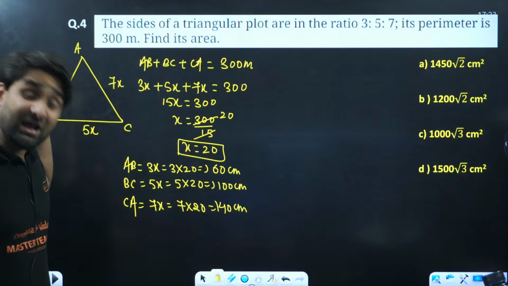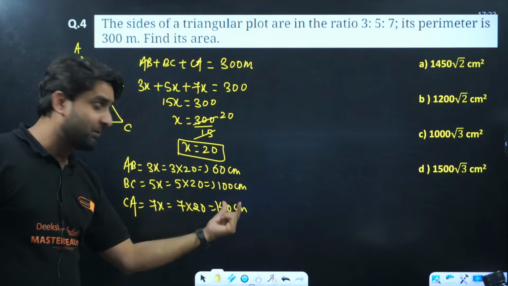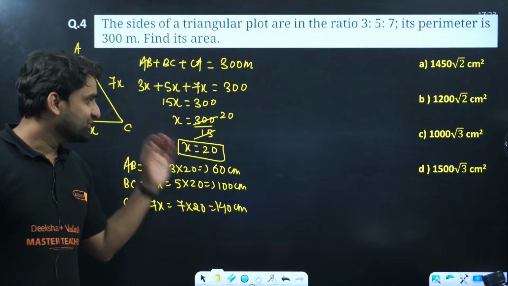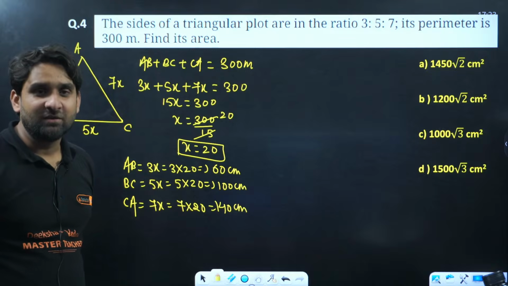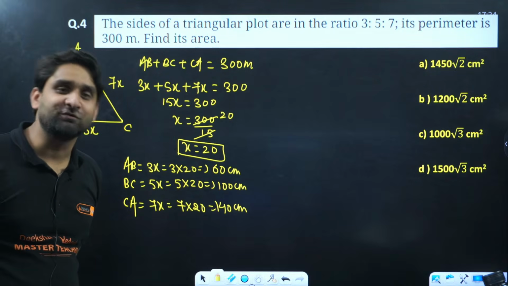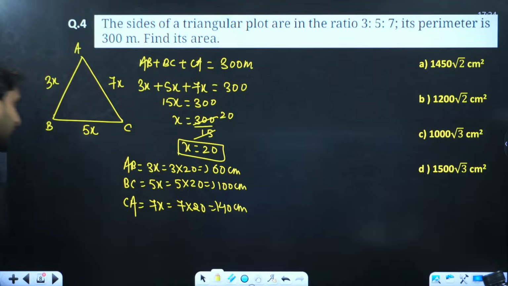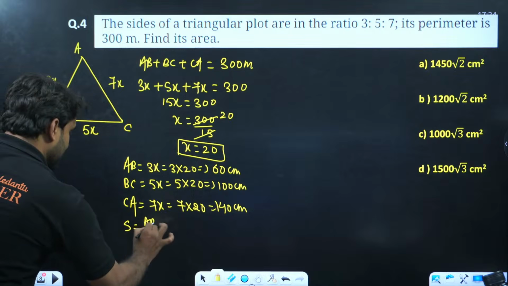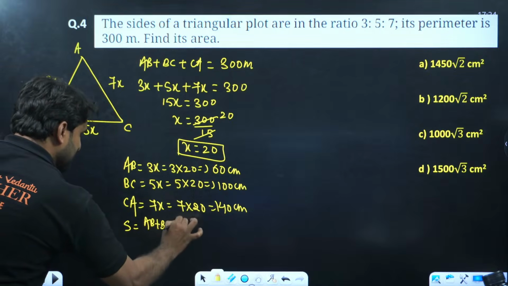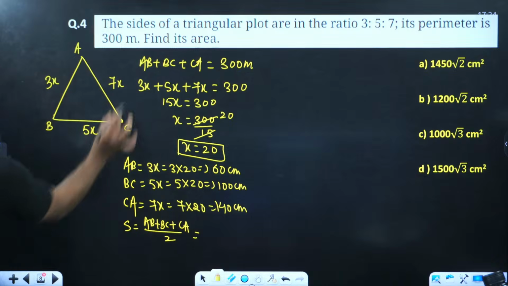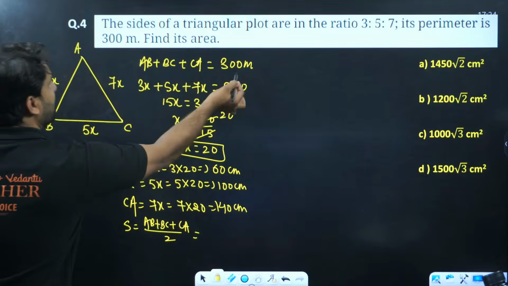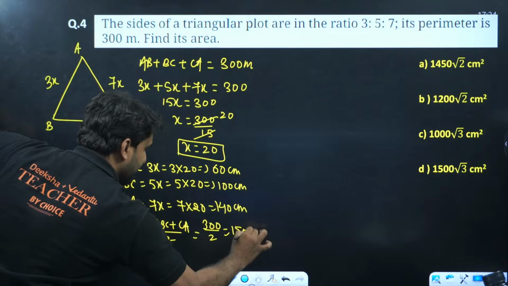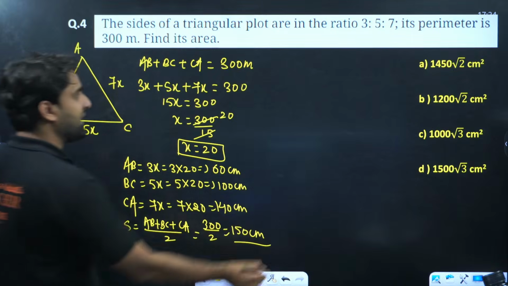It can't be an isosceles triangle, because for isosceles at least two sides should be equal to each other, but here all the sides are different from each other. So this is a scalene triangle, and in a scalene triangle, to find out the area, we can apply Heron's formula, right? To use Heron's formula, we first require S, which is called the semi-perimeter. So AB plus BC plus CA divided by 2, and the length of the perimeter, I mean the length of all the boundaries, we already have, 300, so 300 divided by 2, which is equal to 150 centimeter. Now for the area of the triangle, we can use the formula.